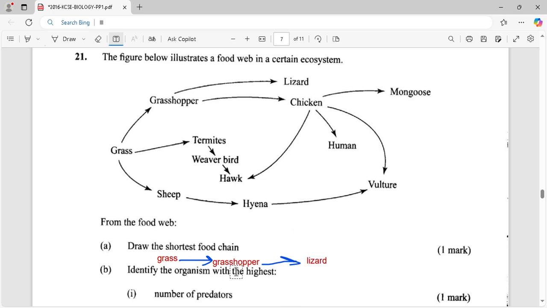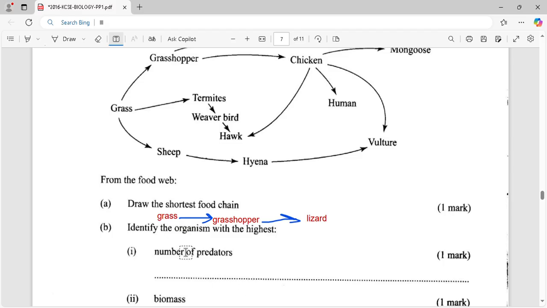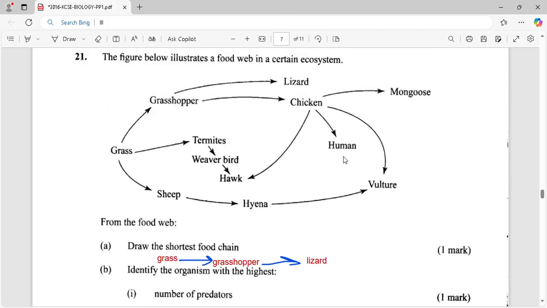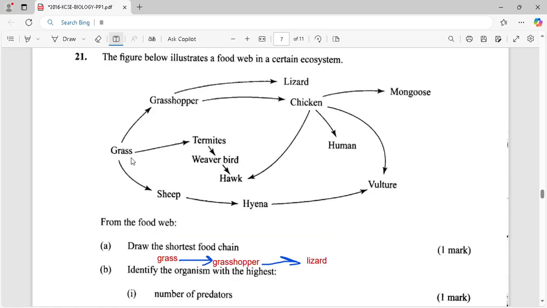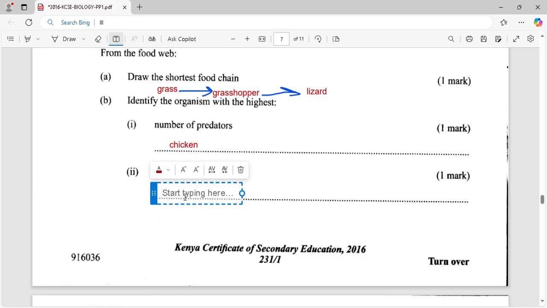Then we go to part B of this question, where you are now asked, identify the organism with the highest number of predators. So if you look at your food web very well, it is chicken. You can see chicken has a lot of organisms feeding on it. So the organism with the highest number of predators is automatically what? Chicken. Come on, right here, chicken. The organism with the highest biomass. If you are asked about the organism with the highest biomass, always go for the producer. Where is our producer? The producer is the grass. So the organism with the highest biomass is the grass.